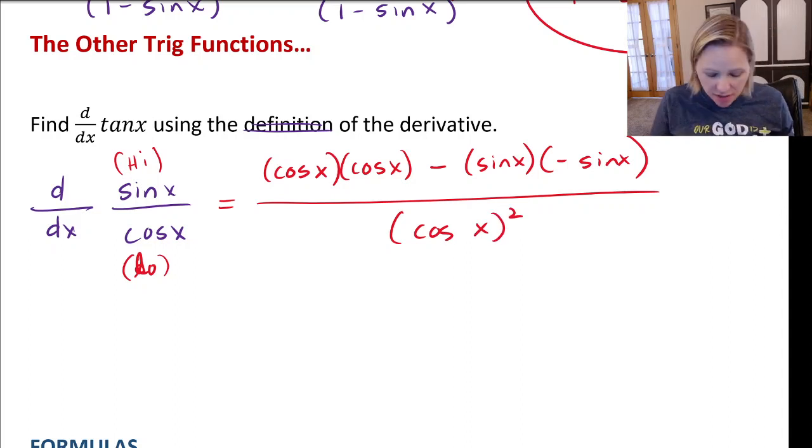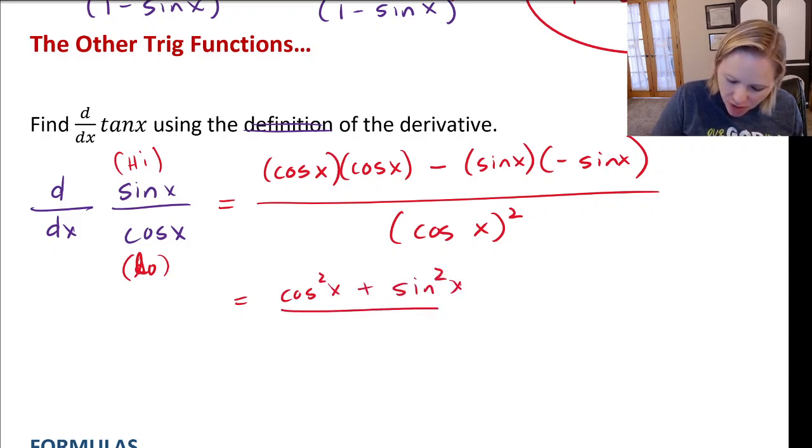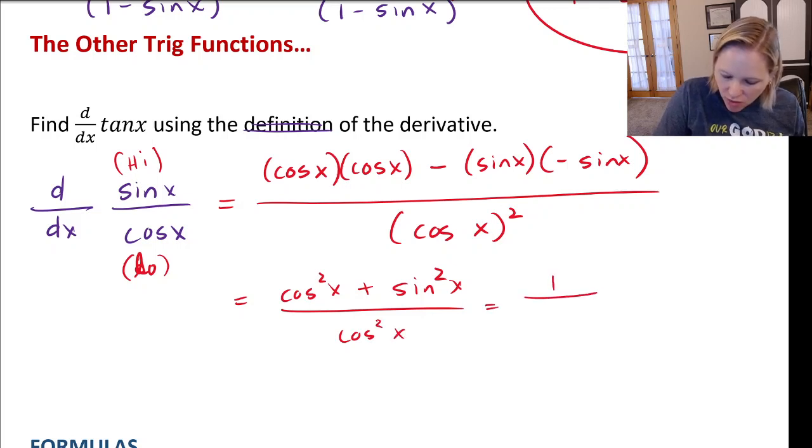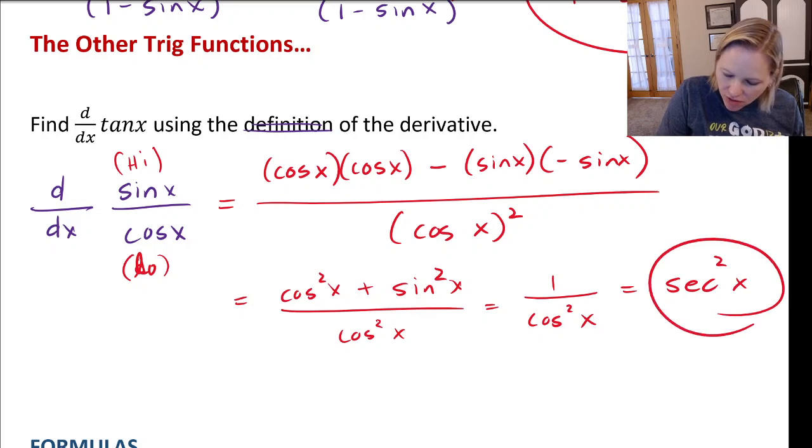Okay, so I've plugged it in. Now let's simplify. Cosine squared x plus sine squared x, that's familiar, all over cosine squared x. Well, that's just going to be 1 over cosine squared x. Well, maybe you remember what 1 over cosine is. It's just secant. So the derivative of the tangent is secant squared.